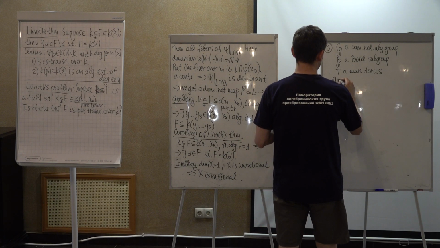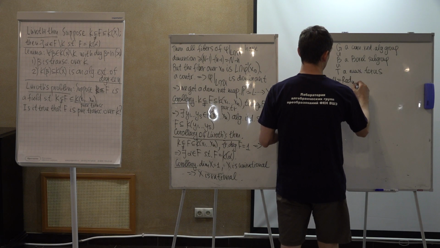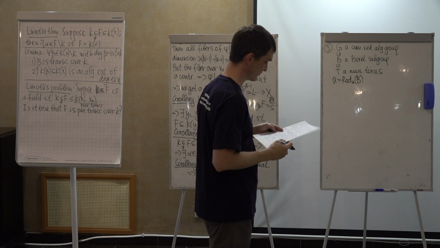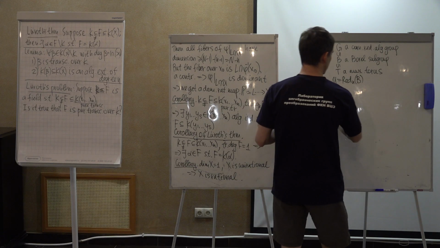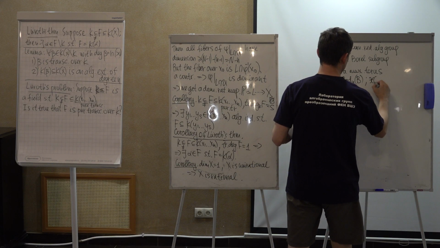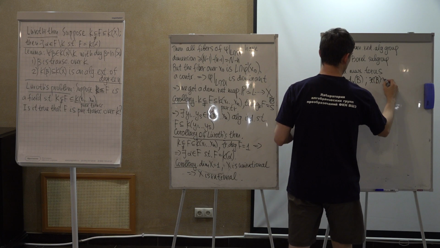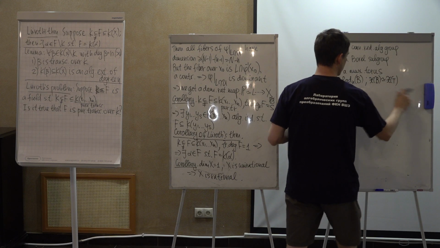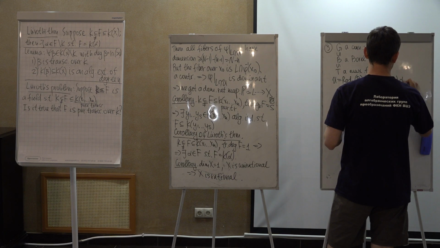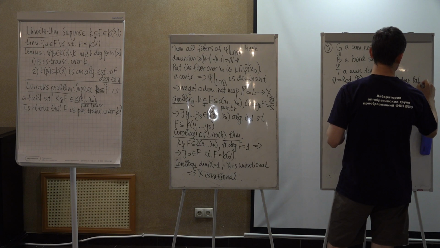So we can consider the unipotent radical of B, and let's denote it by U. Also fix the character lattices, which are actually isomorphic, the character lattices of B and T.